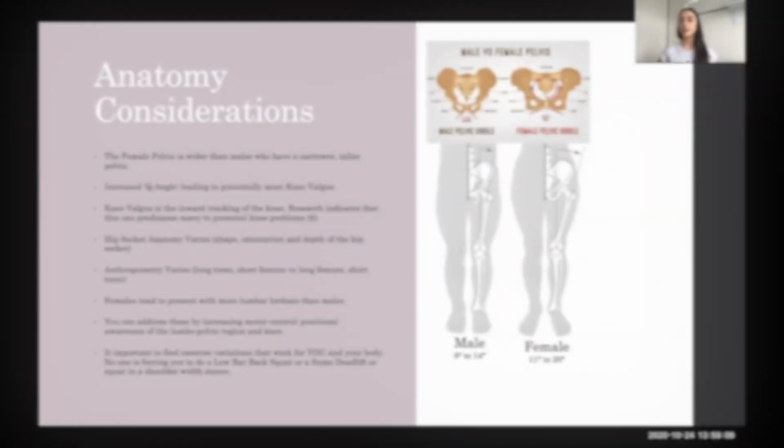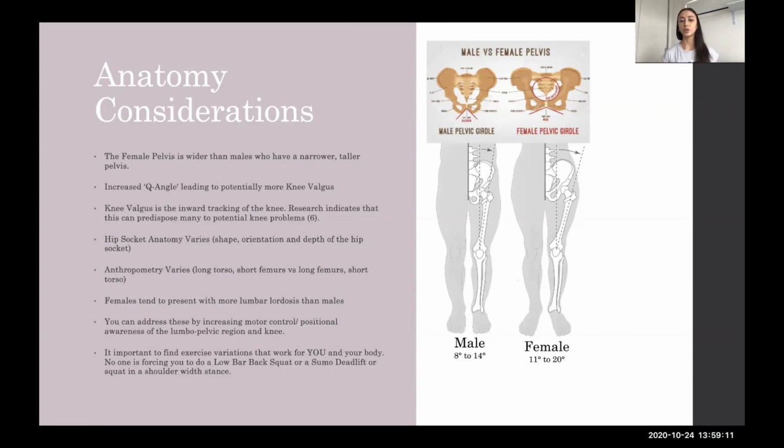So hip socket anatomy definitely varies from person to person. The shape, the orientation, and the depth of the hip socket. Some people have more retroverted femurs, so basically they'll be more externally rotated in the socket. Therefore, they might be suited towards a wider squat stance, like this, whereas someone who has a femur that is orientated more forward will be better suited to a stance that is more shoulder width apart. They might feel that that's really comfortable.